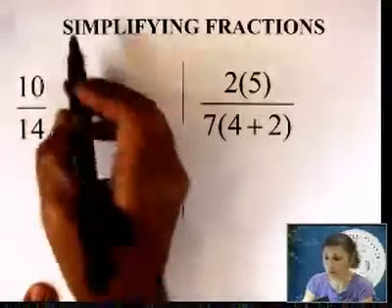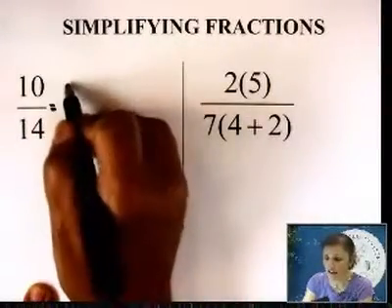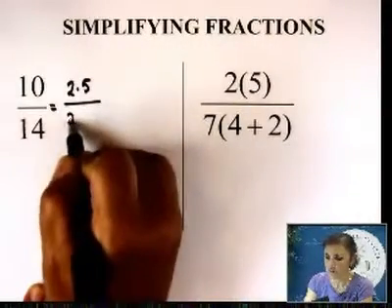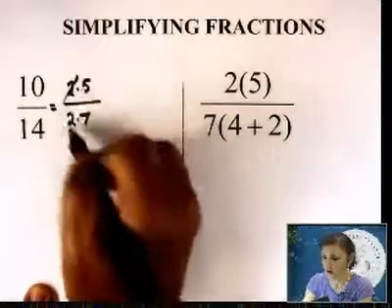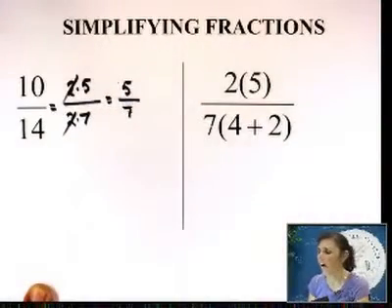Now, what you do is you try to prime factor as much as you can. 10 is 2 times 5, and 14 is 2 times 7. Cross the 2's out, 5 over 7. Does it make sense? All right.